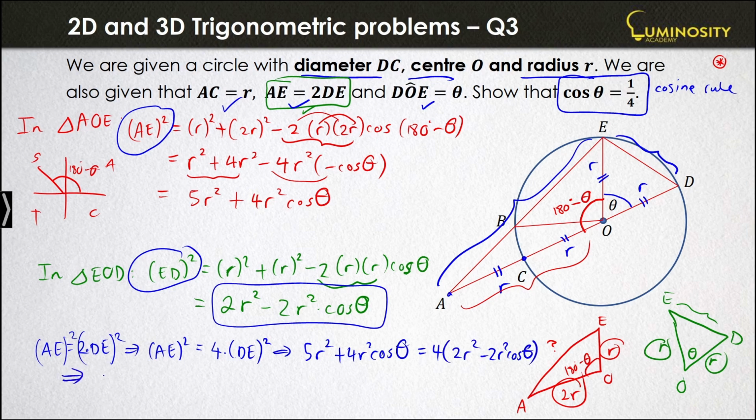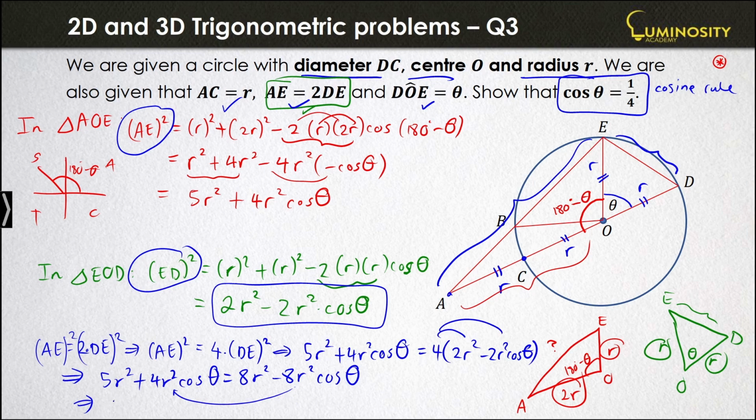Cleaning that up, we have 5R squared plus 4R squared cos theta equals, expanding that out, 8R squared minus 8R squared cos theta. Remember the goal is to isolate cos theta. So what I'm going to do is take over this negative 8R squared to the left-hand side. That's going to give me positive 12R squared cos theta. And then subtract 5R squared from both sides, it's going to give me 3R squared.